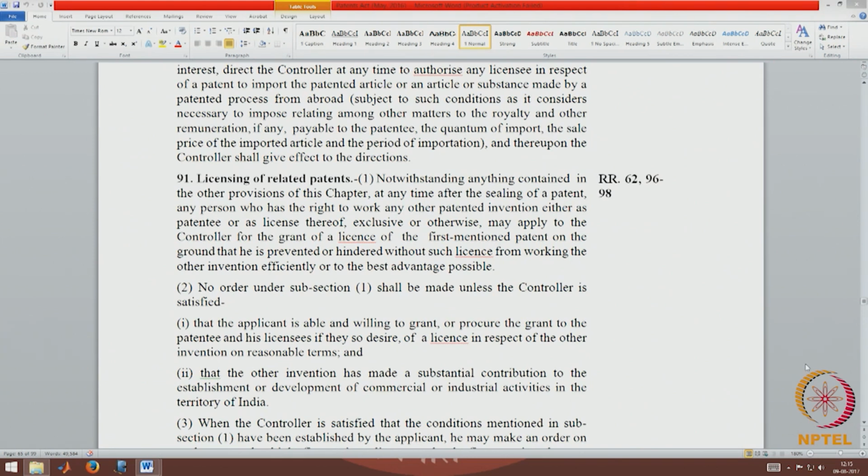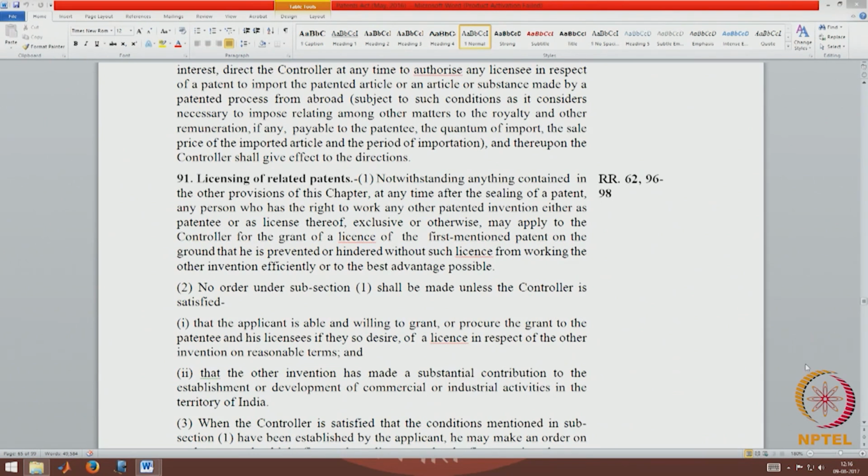may apply to the controller for the grant of a license of the first mentioned patent on the ground that he is prevented or hindered without such license from working the other invention effectively or to the best advantage possible. Now, the patentee is not able to work his invention effectively without a license of another patent which belongs to another patentee.